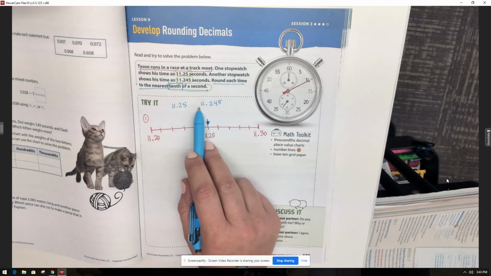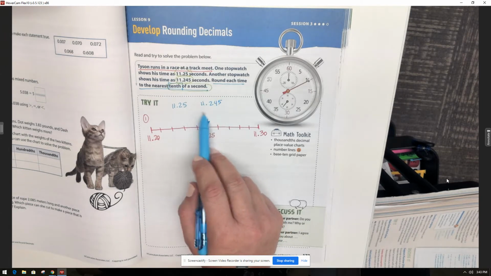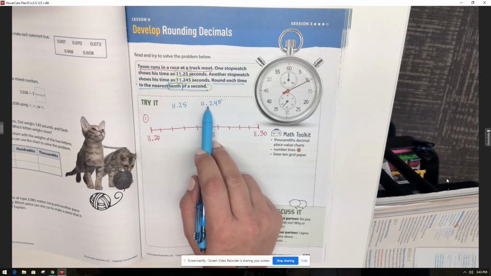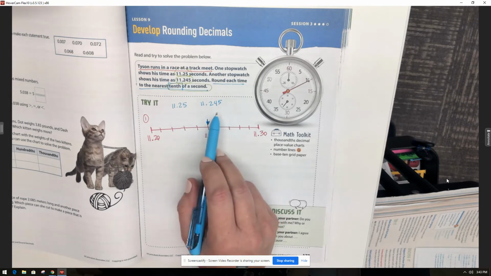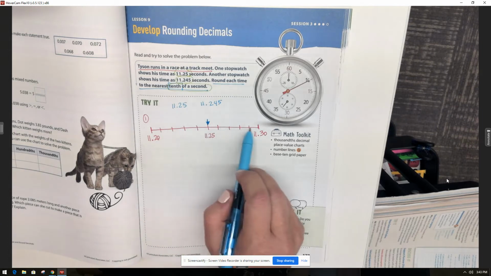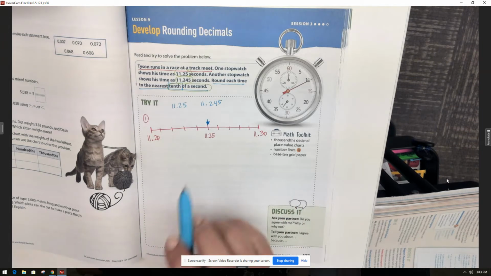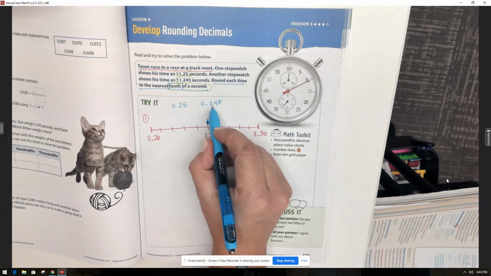And then we know that 11, and so now we need to figure out where is this 11 and 245 thousandths? Where would that go? Well, we don't have these broken into thousandths. However, I know that it's going to be 24.